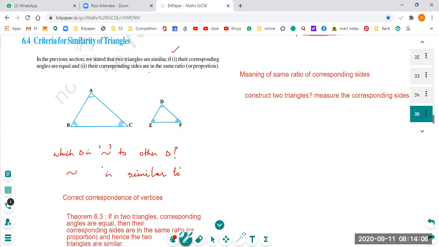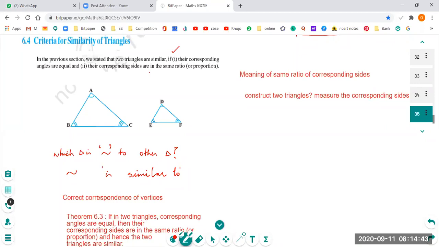Now we will understand what is the meaning of corresponding angles. See these triangles ABC and DEF. Here, the corresponding angle of A is angle D, the corresponding angle of B is angle E, and the corresponding angle of C is angle F. So we can say triangle ABC is similar to triangle DEF.